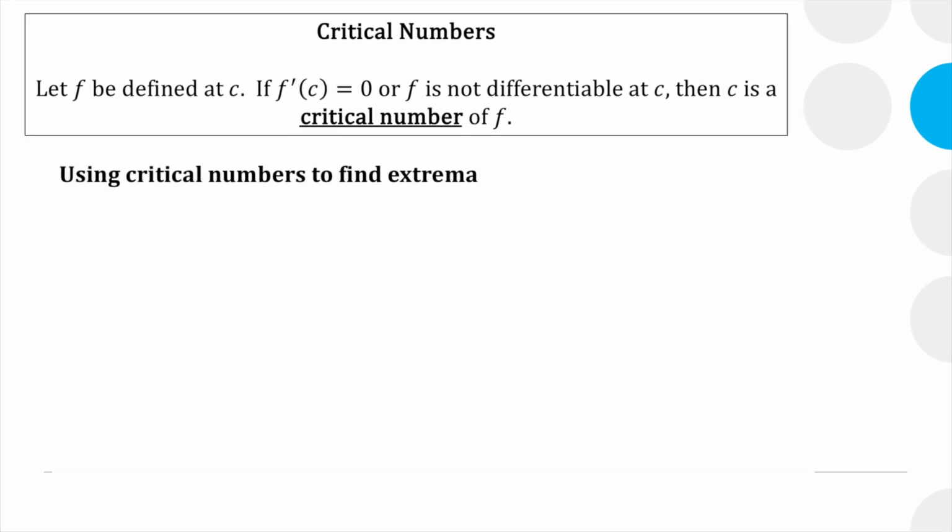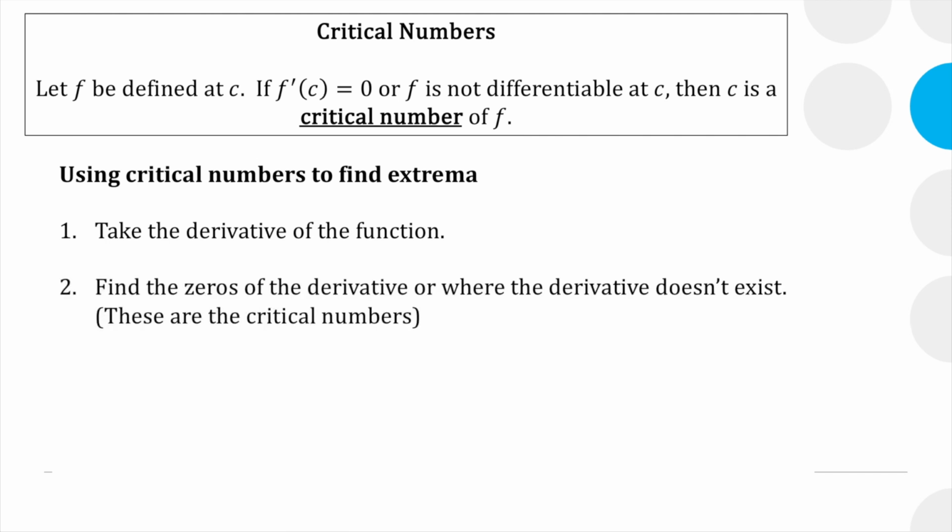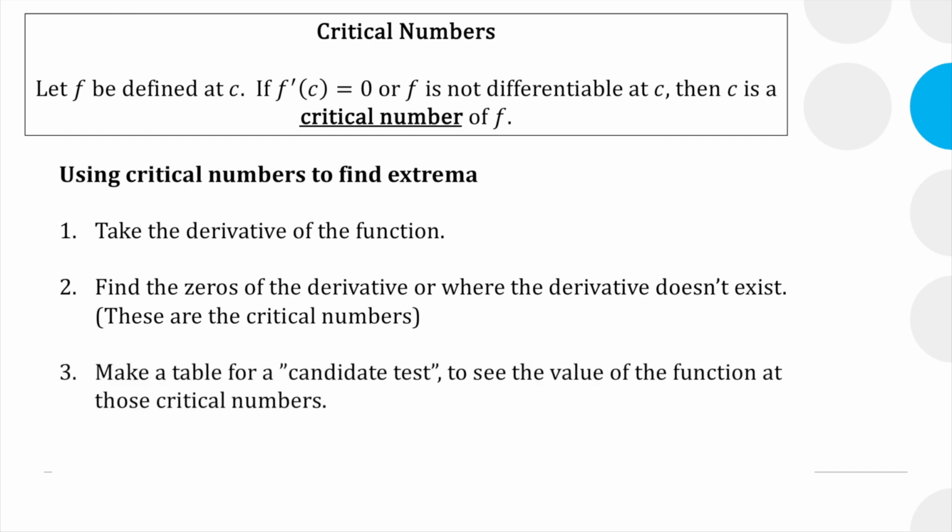We're going to use critical numbers to find extrema, and to do that, the first step is to take the derivative of the function. Step 2 is to find the zeros of the derivative or where the derivative doesn't exist. Again, those are the critical numbers. Then you'll make a table for a candidates test, which I'll show you, to see the value of the function at those critical numbers. And then we'll compare all the values to find the maximum and the minimum.